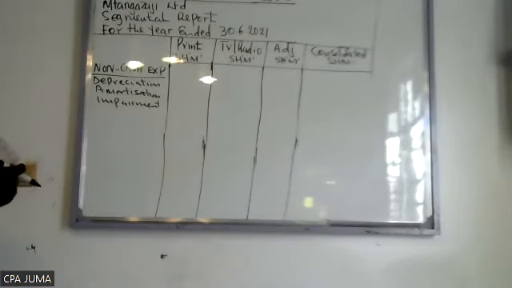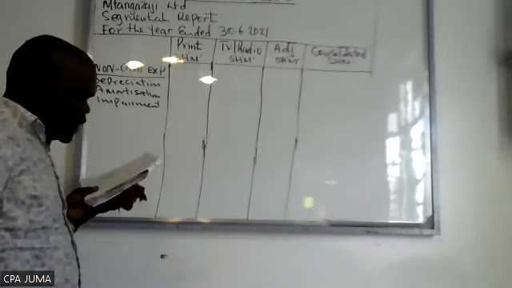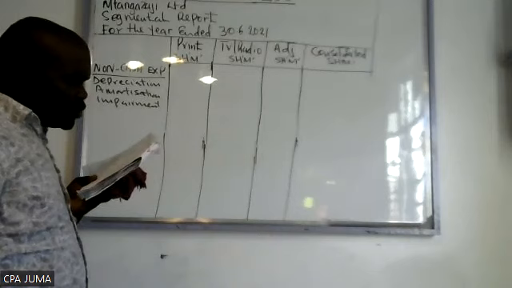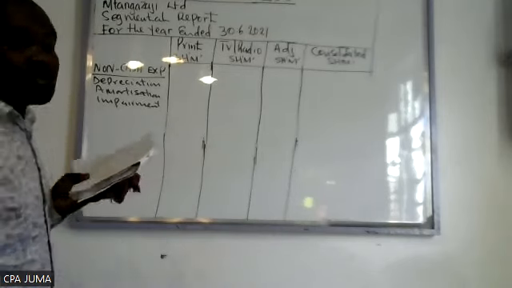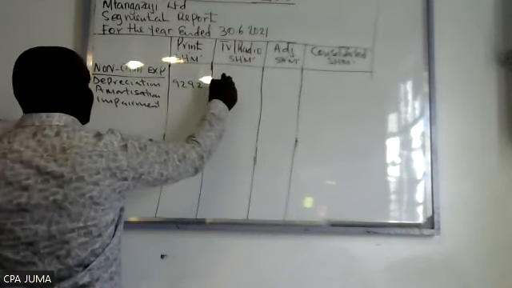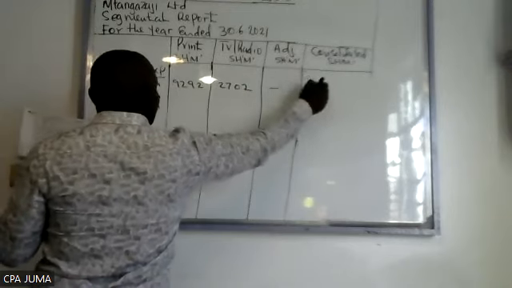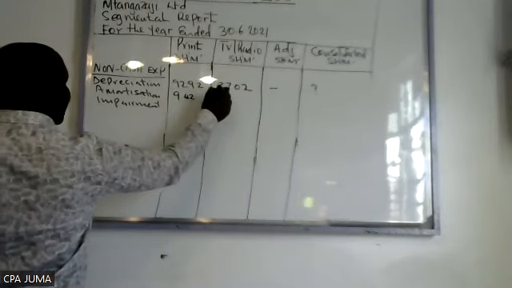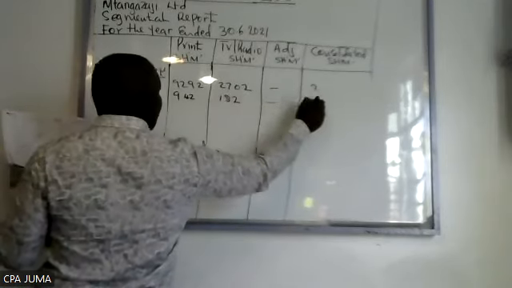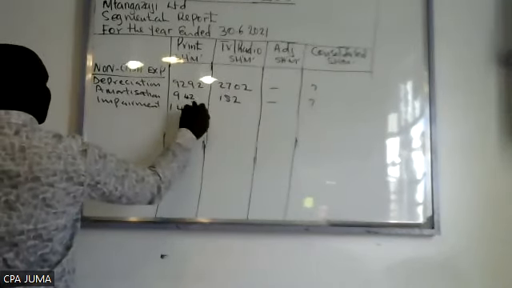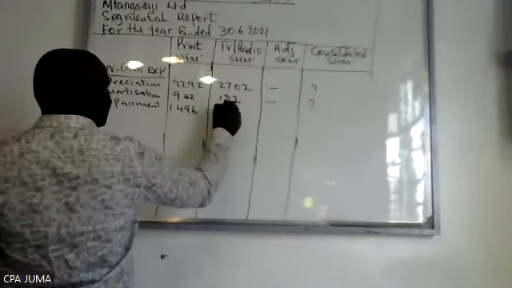So depreciation, TV, radio, what? Those are negative. It is 9292. Yeah, 9292. So this is 9292. Then 2702. Then amortization 942, 182. Then impairment 1496. Then 990.